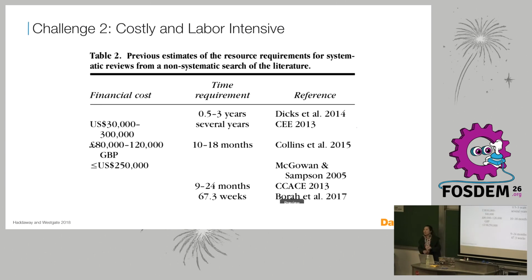Which leads to the second challenge. It's really costly. So all that time it takes to search through all those citations costs money. This is a fairly old study, but I think still quite relevant, not accounting for inflation. But on average, $30,000 to $300,000 US to do one synthesis, not updated. And it can take anywhere from 6 months to a few years.